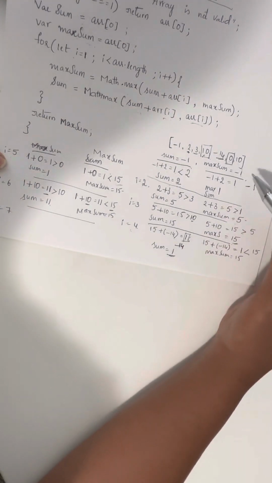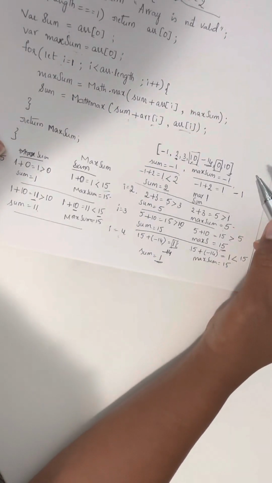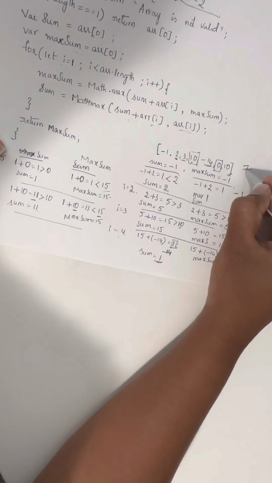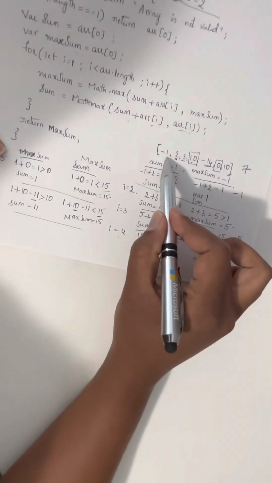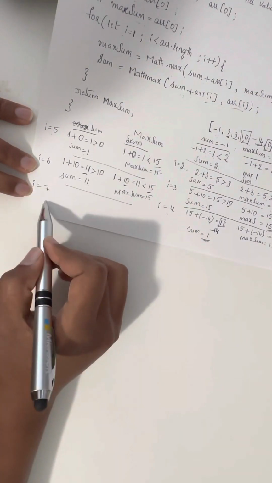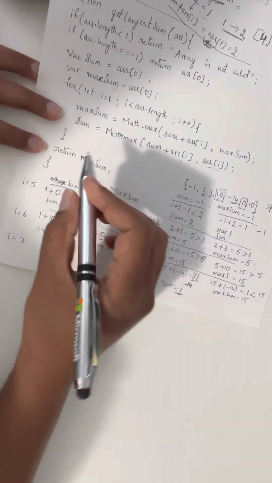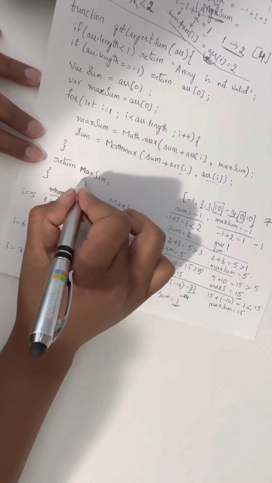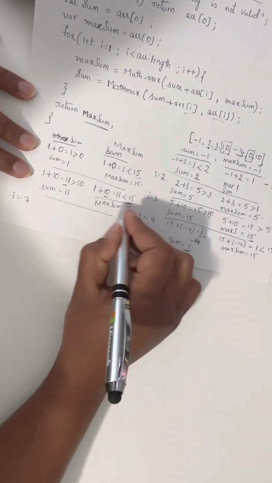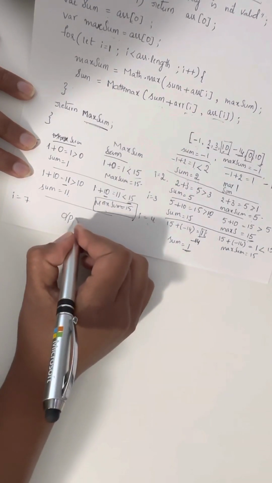So it already crossed the array, because our array is of length 7 and we start with the index 0, right? The index exceeded the length of the array, so the loop stops here, and whatever is in the maximum is returned. So at the final step we have the maximum as 15, so the output is 15.